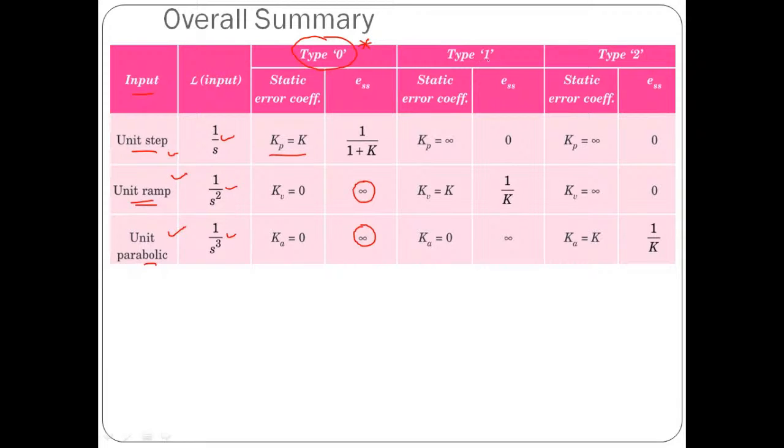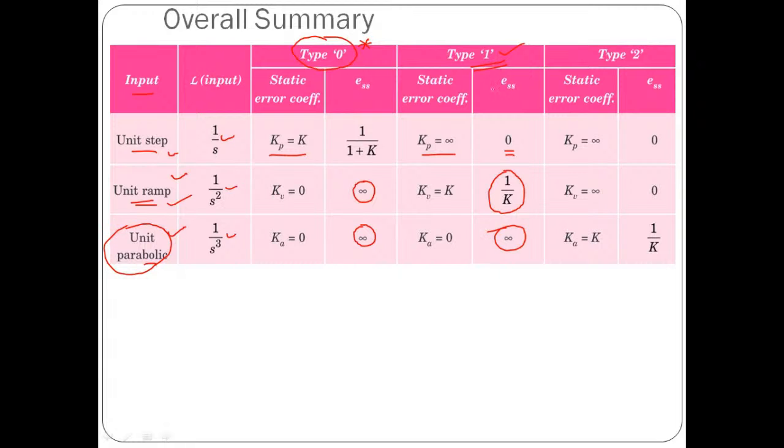But if you take type 1, so for type 1 system, the value of kp is infinite and steady state error is going to be 0. Or if you excite the system by unit ramp, the value of steady state error is 1 upon k, which is finite, and we can have flexibility to control that. But if you take a unit parabolic as an excitation for type 1 system, here see the value of steady state error is infinite, which is undesirable condition.